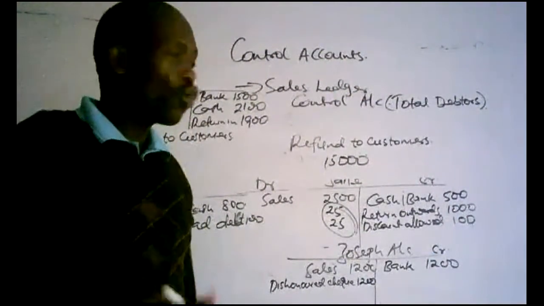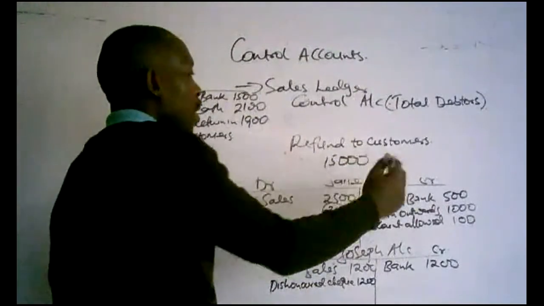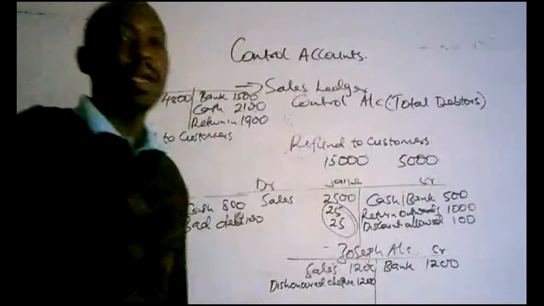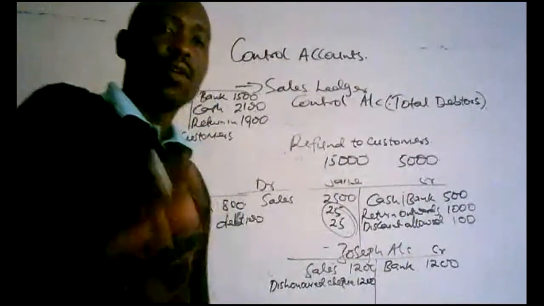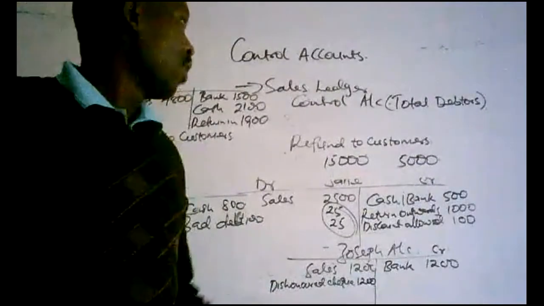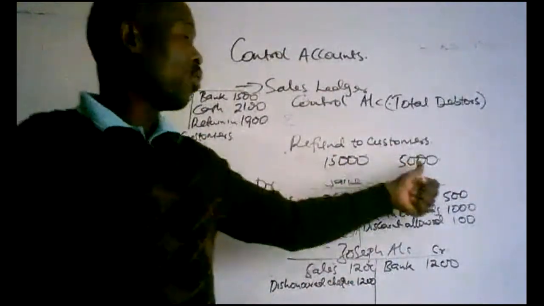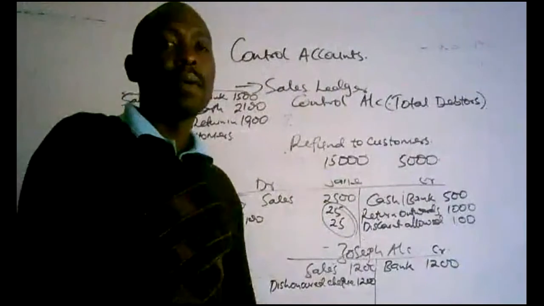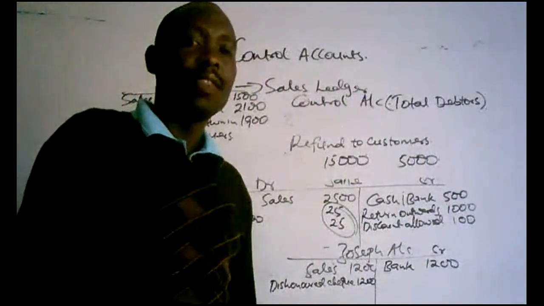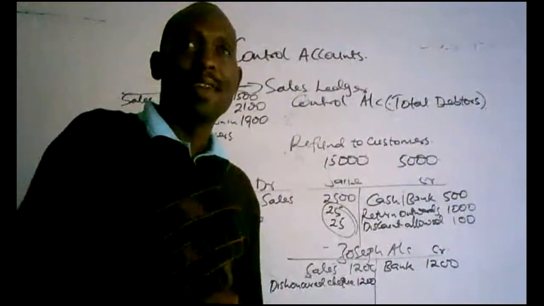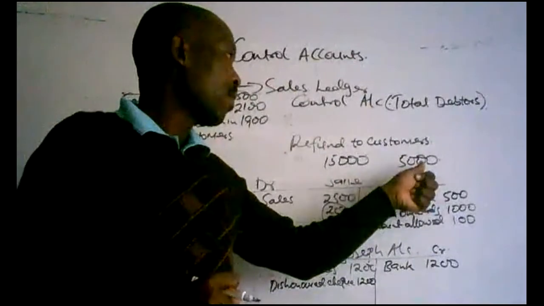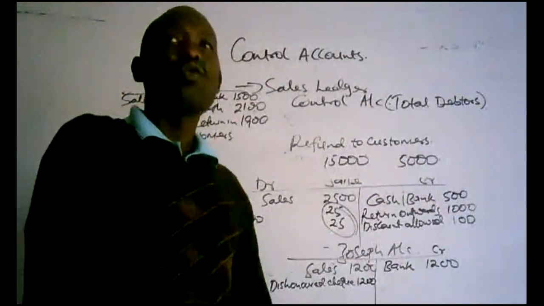Then a customer out of this balance pays 5,000. One of the customers pays 5,000. What you have to do as the owner of the business, if you are expecting this and this one has been paid, then you expect now 10,000. Now the balance is 10,000, as far as you are concerned. But what if the customer who pays 5,000 has overpaid?